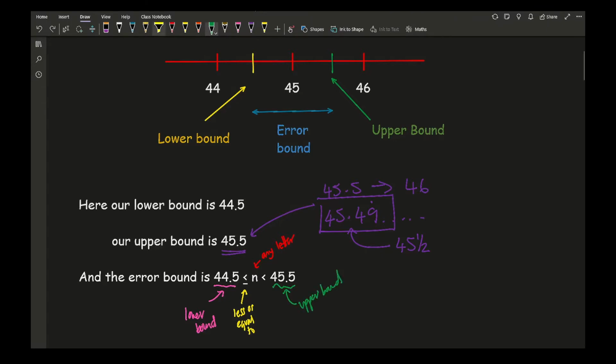Now, the key thing to also note in this is that this has to be a less than, always less than. Because as I mentioned, if you were to have 45.5, then that actually would be rounded up to 46. So this inequality here means that the number has to be less than 45.5, thus allowing it to be rounded down to whatever number that you're working with.